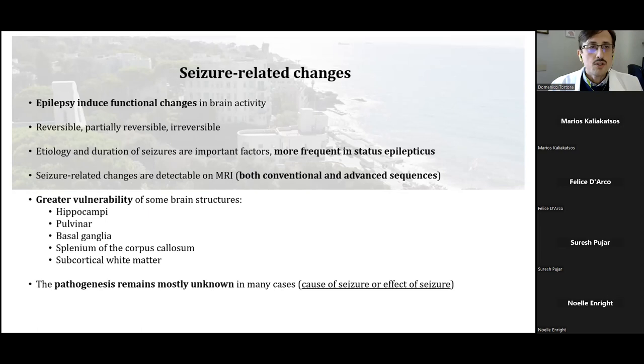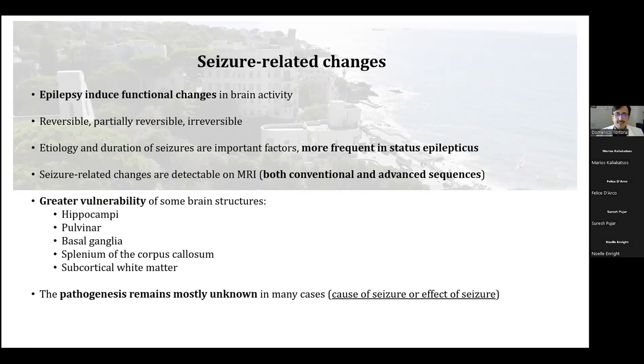It's important to say that the etiology of seizures and epilepsy, and the duration of seizures, are of course important factors. The status epilepticus is probably the condition where these changes are most frequently seen on MR images. Several brain structures show greater vulnerability, in particular the hippocampi and the deep gray matter, the basal ganglia and thalami, but also the white matter may be affected in special conditions. As I said, there is an open point, and I probably have no clear answer regarding it: the pathogenesis in many cases remains mostly unknown.